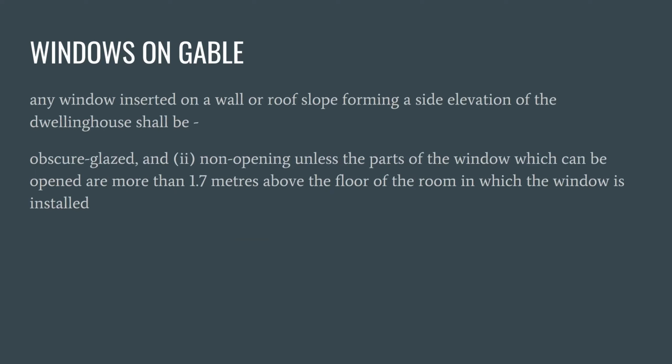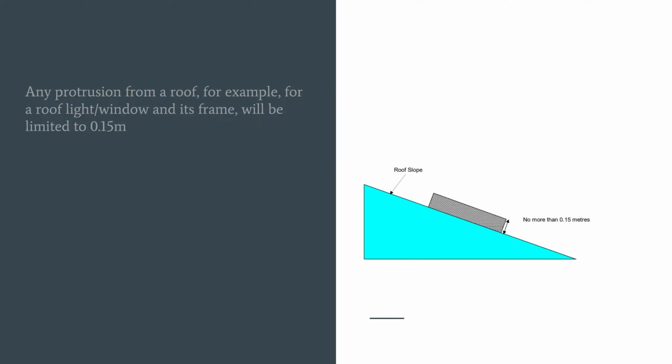Now if you're inserting any windows in the gable, they need to be obscure and above 1.7 meters above the floor of the room. Roof lights. If you're planning to add roof lights, you'll need to stick with a protrusion of no more than 0.15 meters.